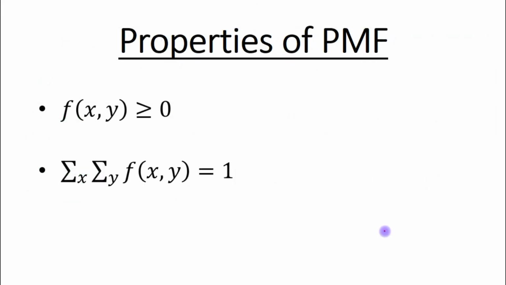Next one is properties of PMF, probability mass function, in which the first one is that the joint probability should be greater than or equal to 0, and the sum of the joint probability with respect to x and y should be equal to 1.